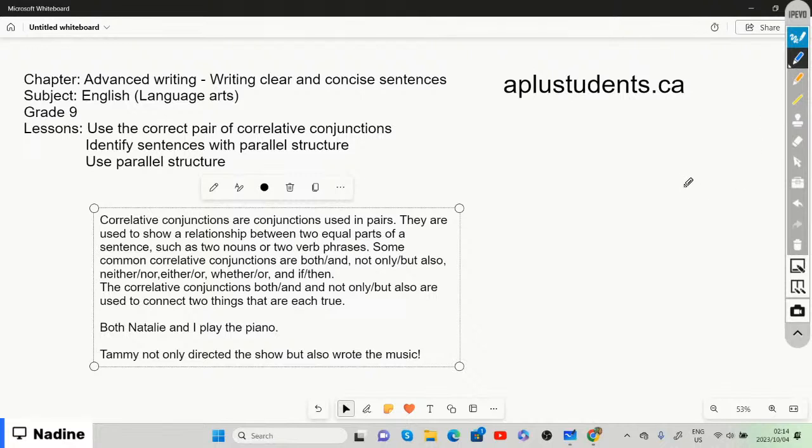All right, so now we're going to continue, but we are going to aplusstudents.ca.